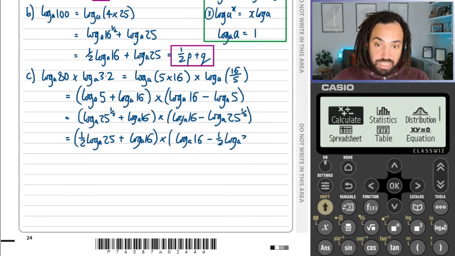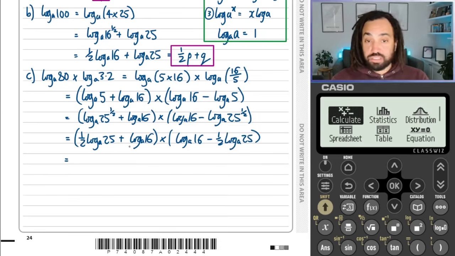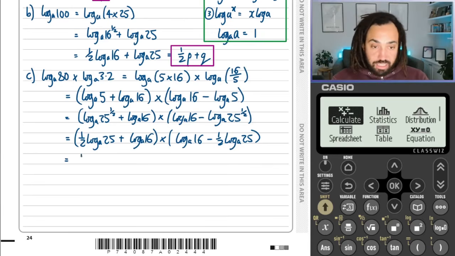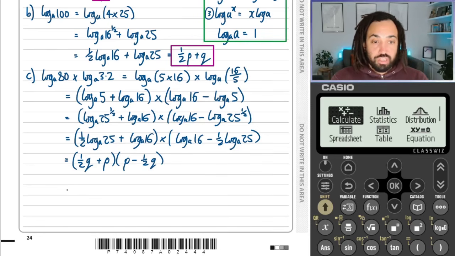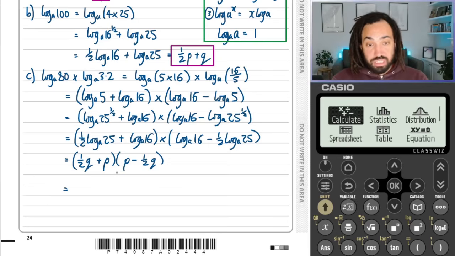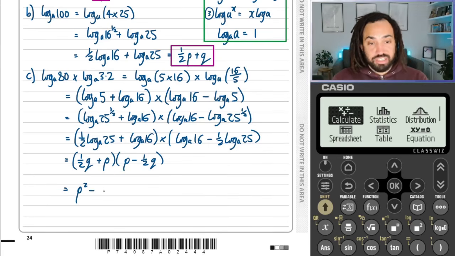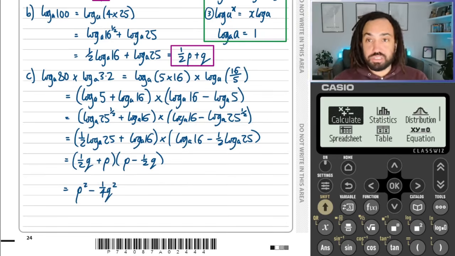log a 25. Okay, and now we can just swap them out directly because log a 25 was q and log a 16 was p. So it's a half q plus p times by p minus a half q, which happens to be difference of two squares. So we could write this as p squared minus a quarter q squared if we wanted to.